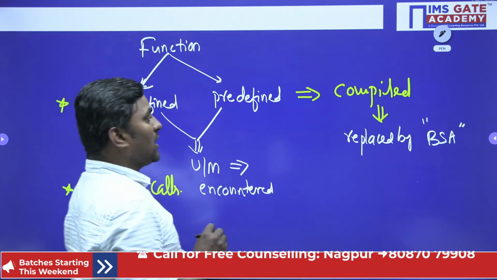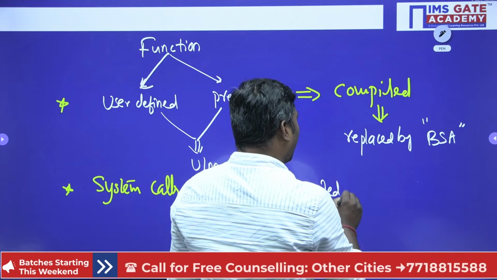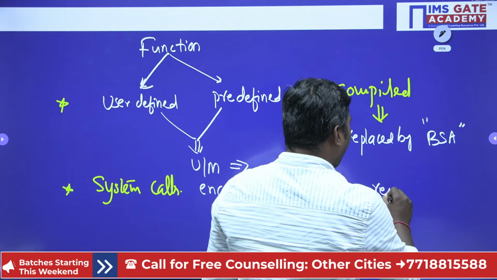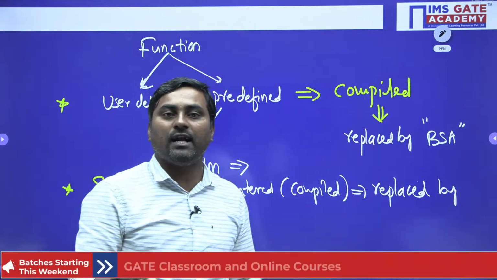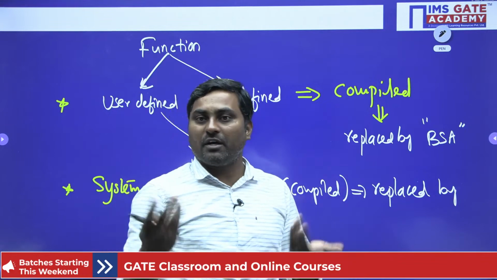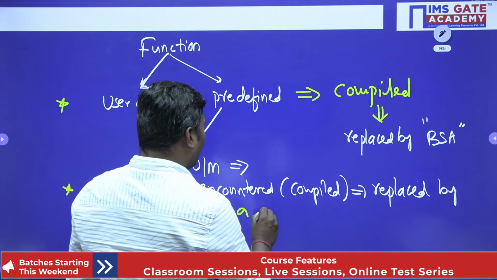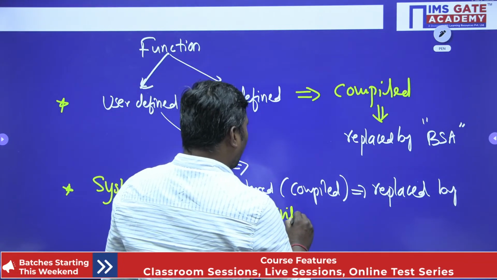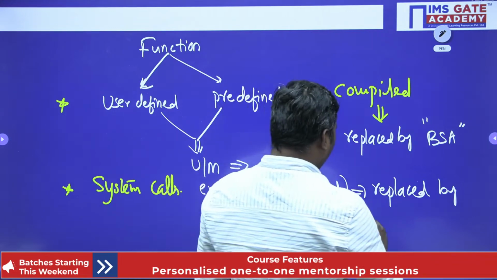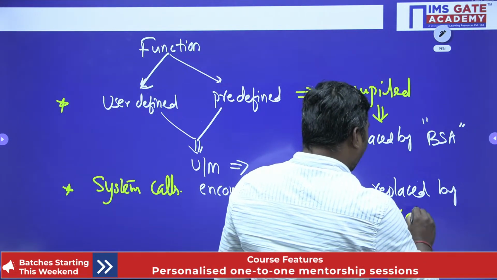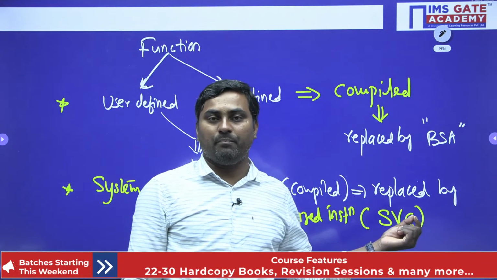Whenever system calls are encountered when you compile, please understand, the compiler will not understand them, right? What is a system call? The compiler will not understand because the definition is not available. Simply, it will replace it by a privileged instruction called SVC. SVC means supervisory call. It is an instruction, please understand.